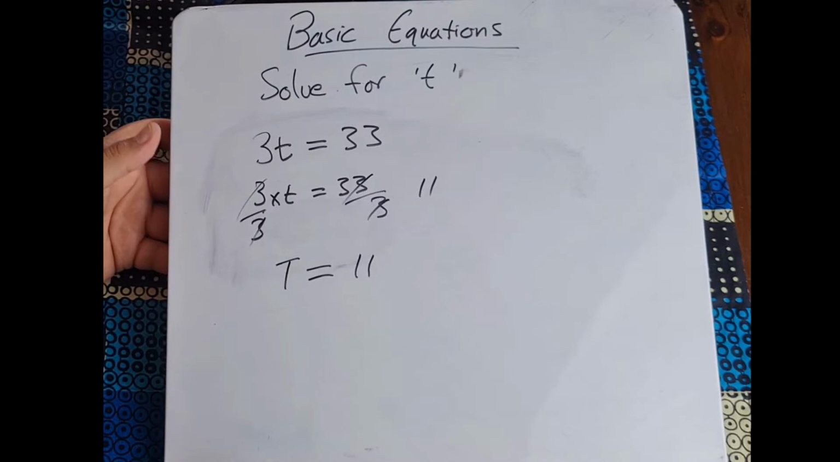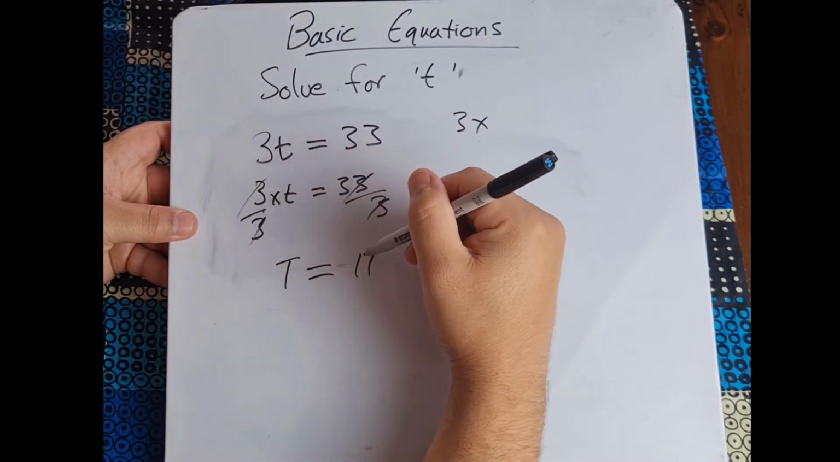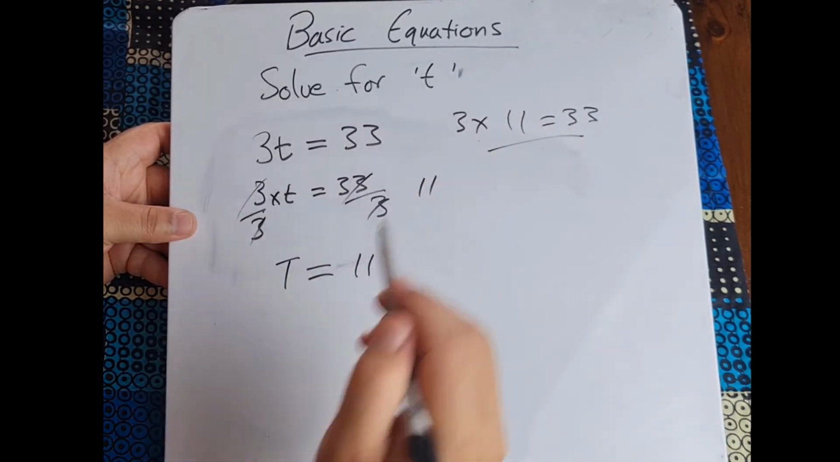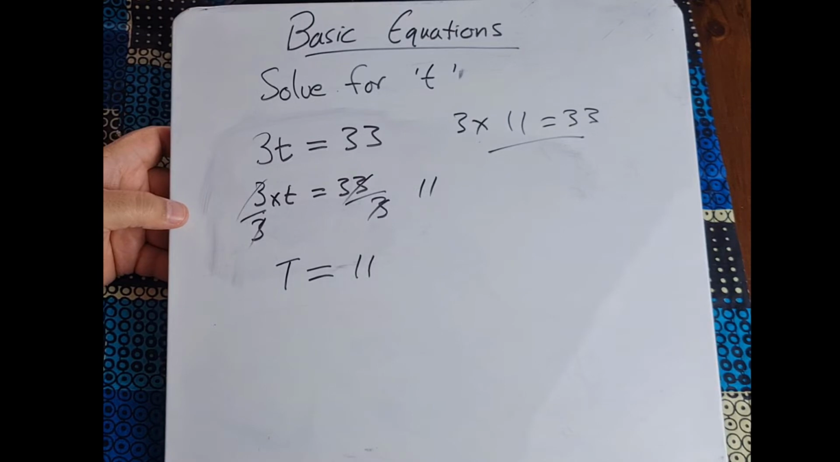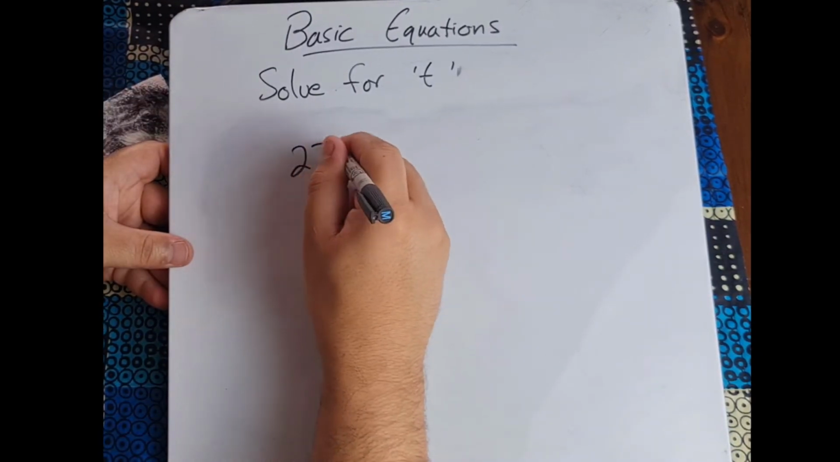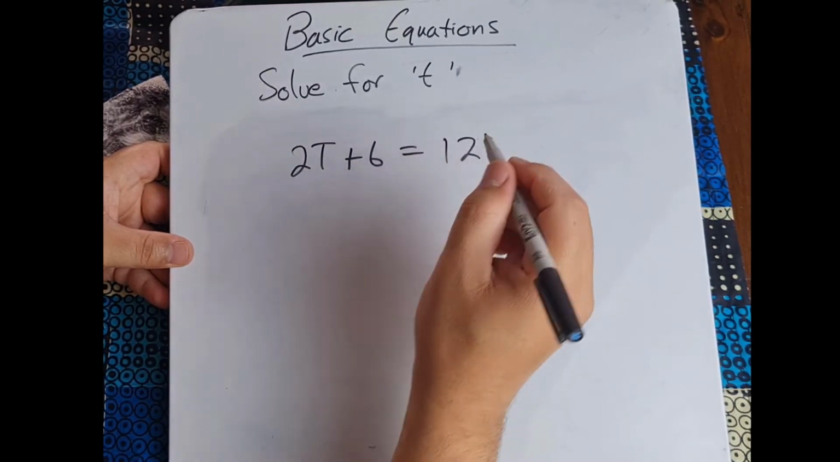Now again, we can go and test this out and say, okay, well, that was 3 times, what do we have, 11. Is that the answer? Yes. And we've solved it again. Let's look at a different one. Let's go to 2 multiplied by t plus 6 equals 12.